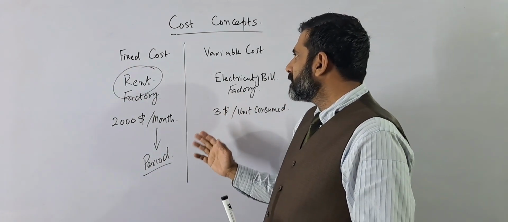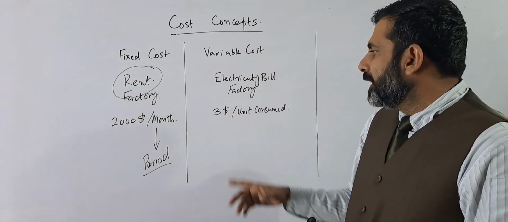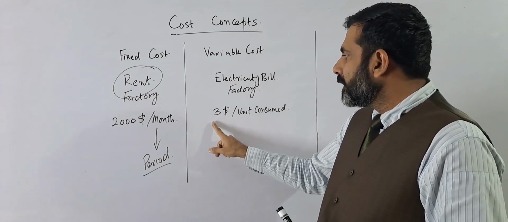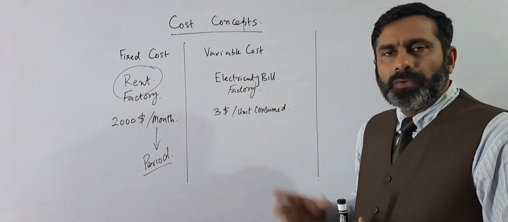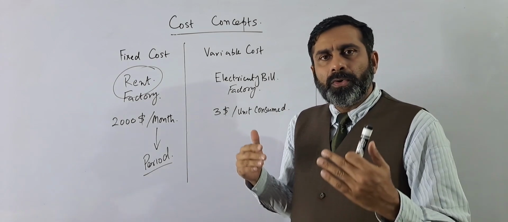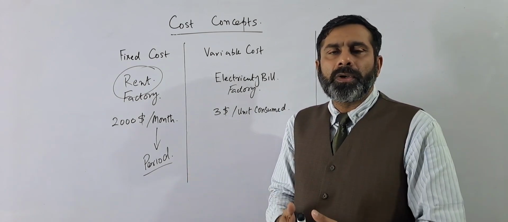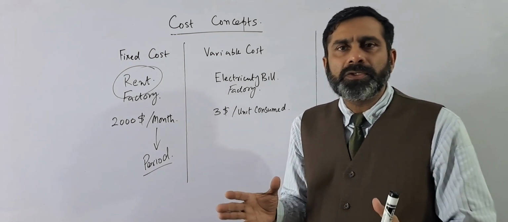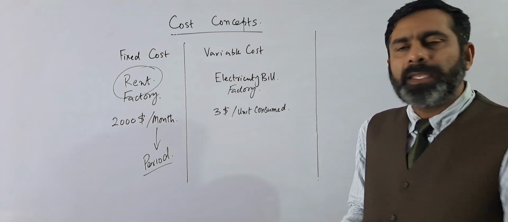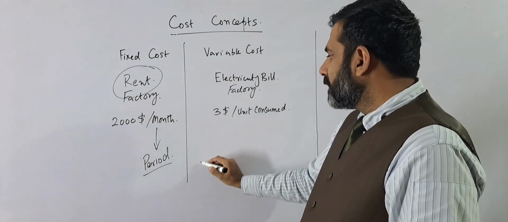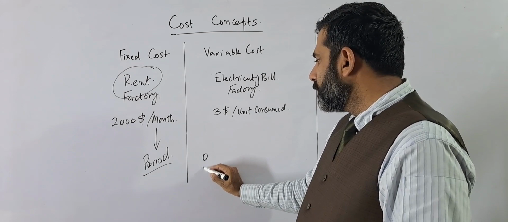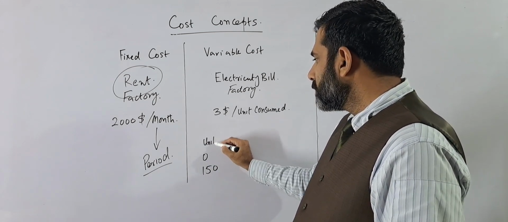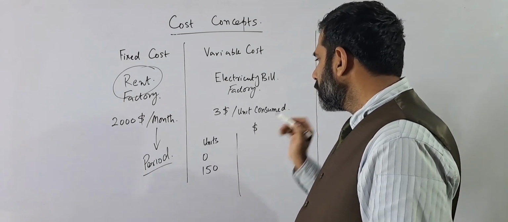Now the next expense that we have, or the cost that we have, is the cost of the electricity bill. And this is $3 per unit consumed. So if they consume more units, they have to pay more. If they consume fewer units, they have to pay less. And if they don't consume anything, obviously they don't have to pay anything. Let's say in a specific month they have produced 0 units. Here they have produced 150 units. So these are the units they have consumed, and this is the cost which they have to pay.